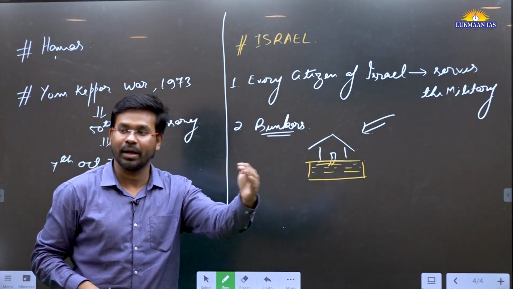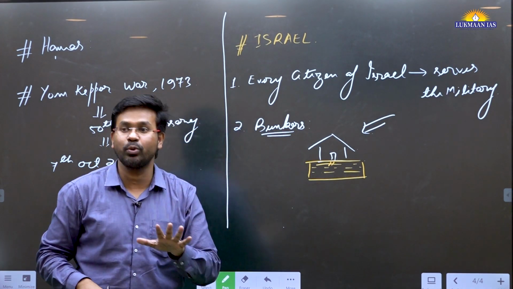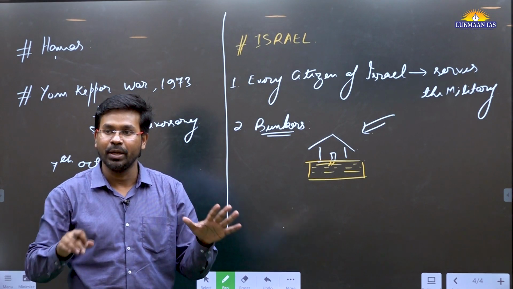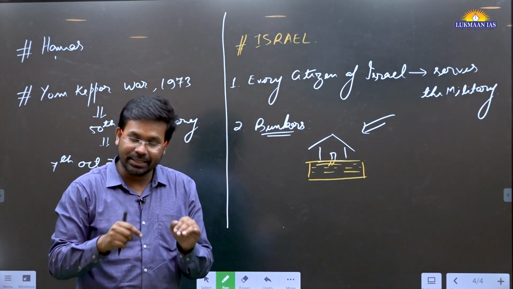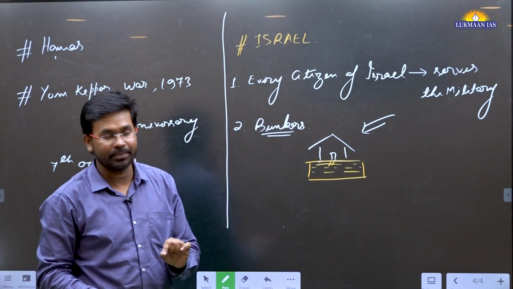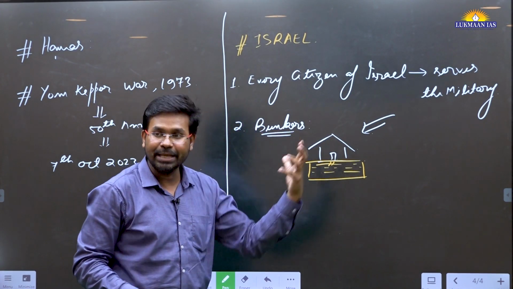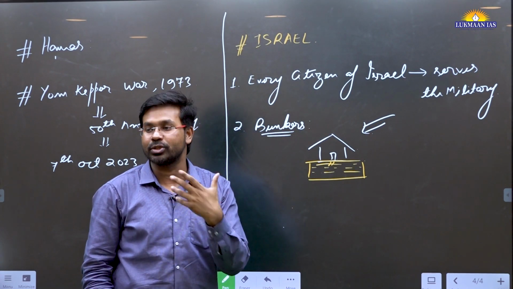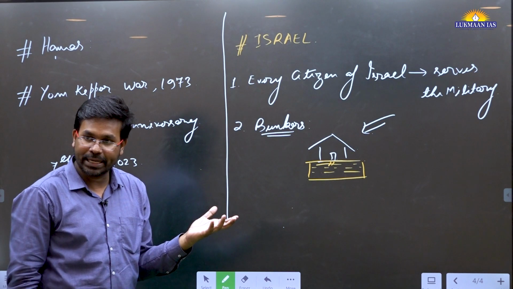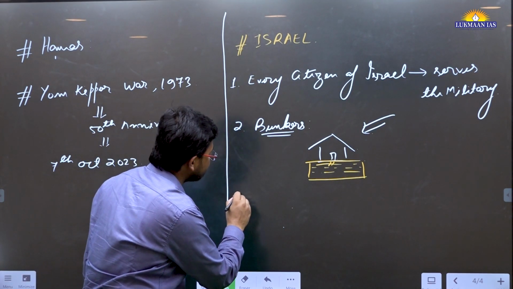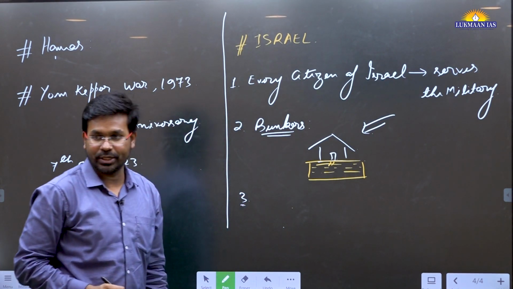Every house has an underground compartment where, in case of attack, Israeli citizens can go inside and save themselves. So Israeli people stay under constant fear, and they are prepared for any kind of warfare. Apart from this, they have an intelligence organization.